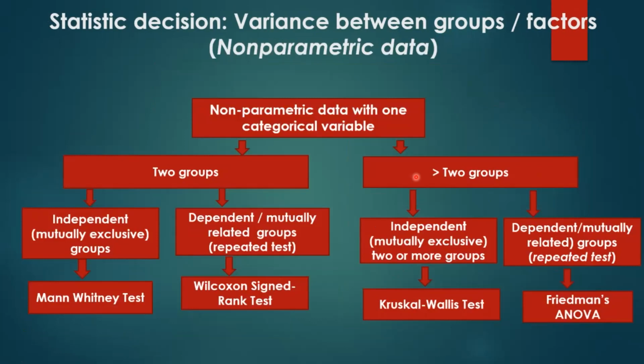Okay, so statistics decision. Now let's look at where you're looking at variance between groups and factors. So we're also looking at variance between groups or factors for non-parametric data. Non-parametric data is the kind of data where we don't do means and standard deviation.